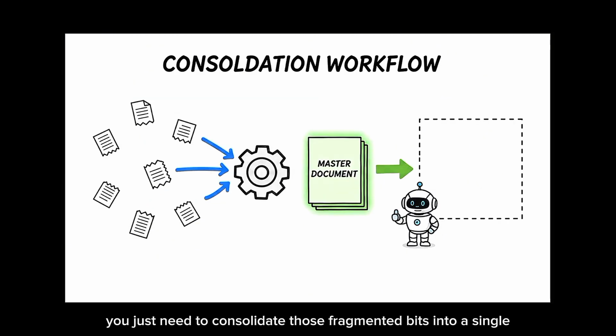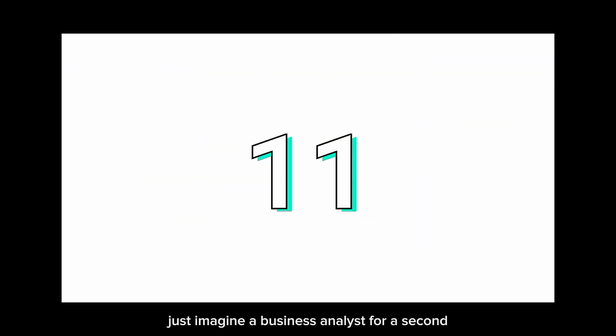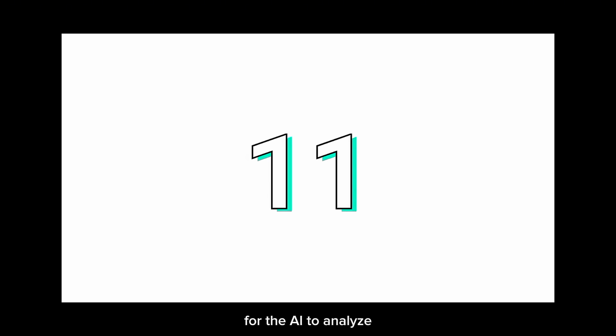But the solution is simple. You just need to consolidate those fragmented bits into a single master document. This one simple action is the absolute key to keeping your extra slots open for brand new data. Just imagine a business analyst for a second. Instead of uploading 12 separate monthly reports, they just merge them into one single document with clear sections. Doing that instantly frees up 11 valuable source slots. And the best part? It perfectly preserves all those month-by-month comparisons for the AI to analyze.